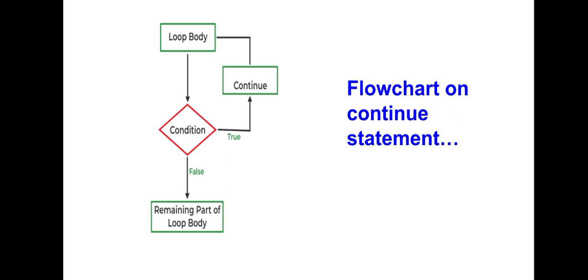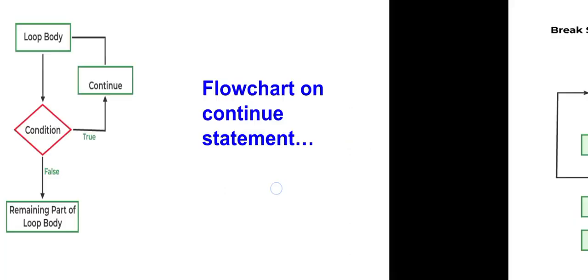Whenever we are going with the flowchart on continue statement, what happens? The loop body will execute whenever the condition is true. Then continue statement will work until the number of iterations. If the condition is false, what happens? The remaining part of the loop body will be executed. So in this way we need to go with break and continue statements in loops.